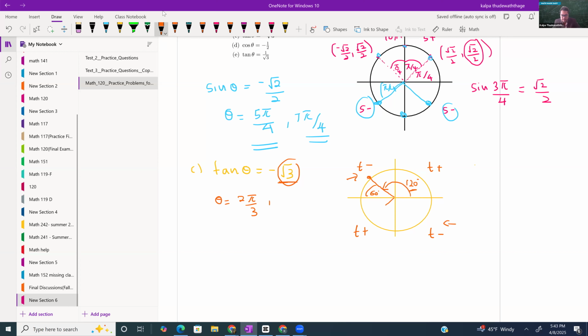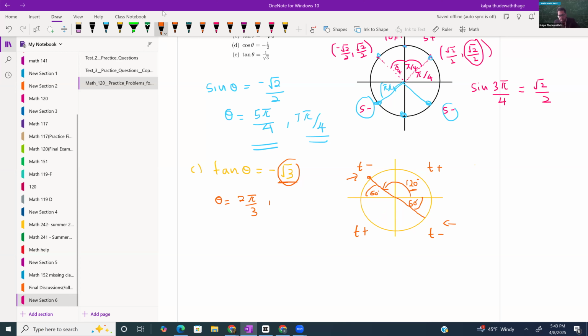The other angle is here, but it's positive. You can think of it as going all the way to here. So let me draw it. The other one is here. The reference angle is 60. So always tan 60 is root 3.